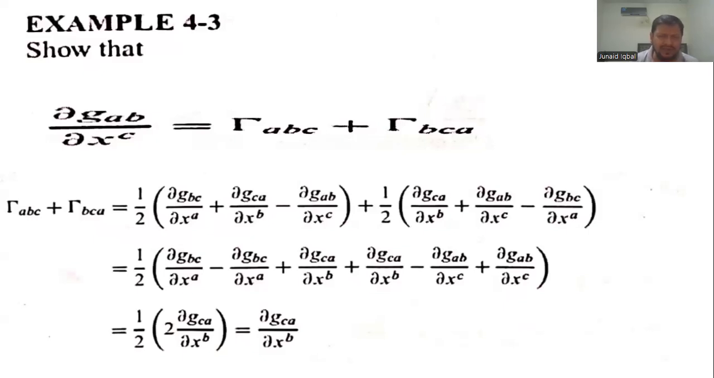This is an important result. Gamma_ABC plus gamma_BCA, if we take the sum of these two Christoffel symbols, will be equal to the partial derivative of g_AB with respect to x^C. The proof is given in these slides.